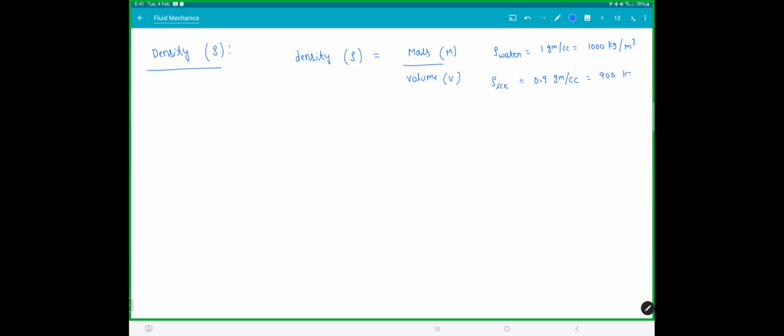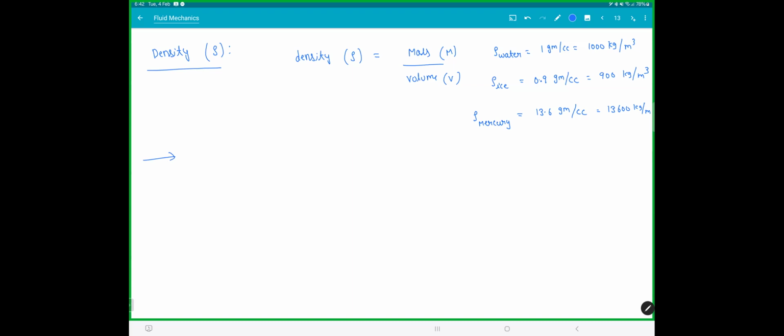So this is 900 kg per meter cube. The other liquid which you should know is mercury. 13.6 gram per cc. CC is cubic centimeter, which is 10 power minus 6 meter cube. 13,600 kg per meter cube. These values, just remember them.